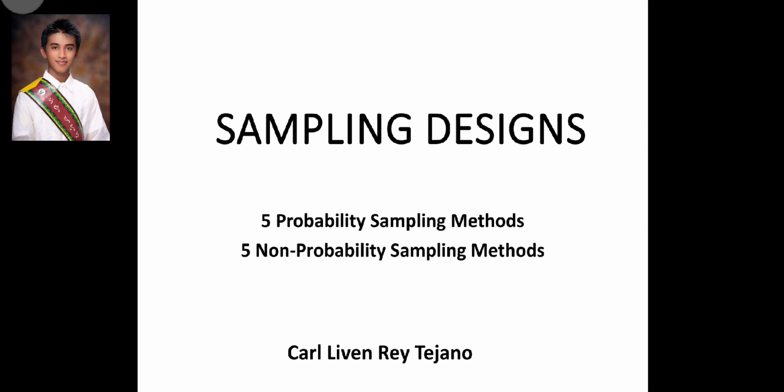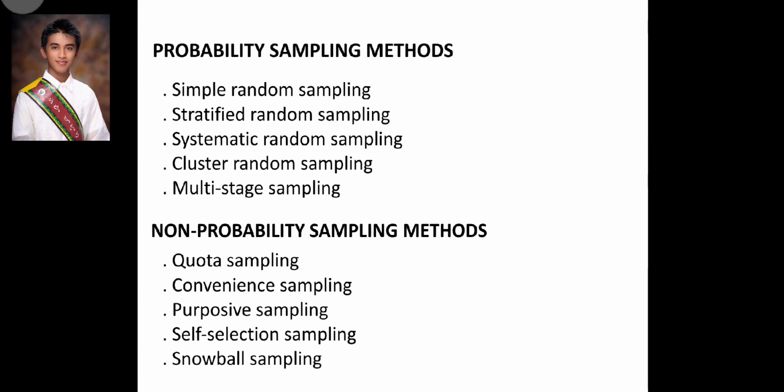I'm going to report or discuss to you the sampling designs: 5 probability sampling methods and 5 non-probability sampling methods. The 5 probability sampling methods are simple random sampling, stratified random sampling, systematic random sampling, cluster random sampling, and multi-stage random sampling. The other 5 non-probability sampling methods are quota sampling, convenience sampling, purposive, self-selection, and snowball.